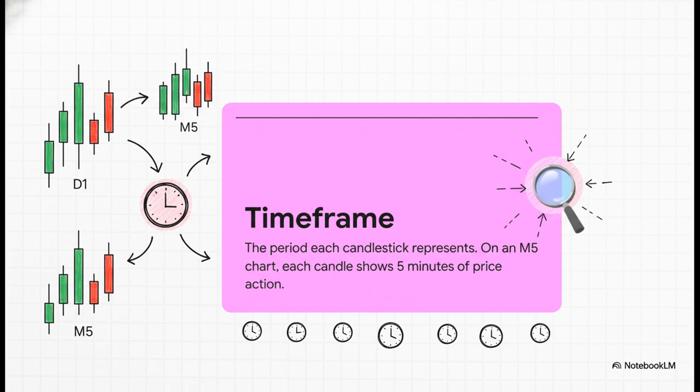So if you're looking at a D1 or daily time frame, each one of those candles shows you a full day's worth of price action. But if you switch to an M5 chart, well, now each candle represents just 5 minutes. That one choice completely changes the picture you see.